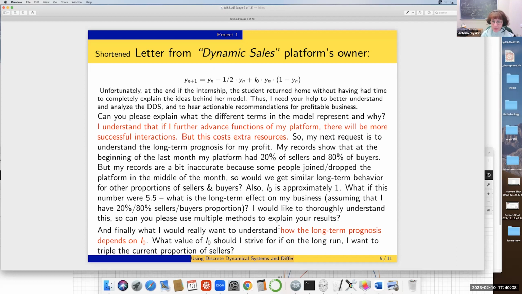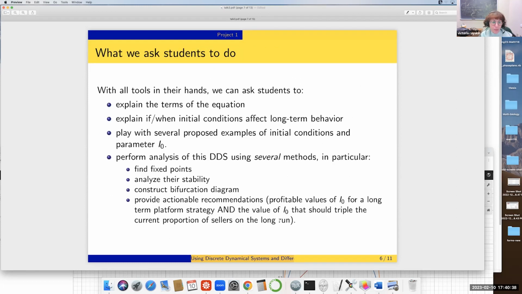And also the platform owner, who previously received some help from a summer intern, now asks for help in explaining the equation with several methods. So students are supposed to use several different techniques to explain their results: analyze fixed points, analyze stability, construct a bifurcation diagram, and also provide actionable recommendations for the profit of the platform.